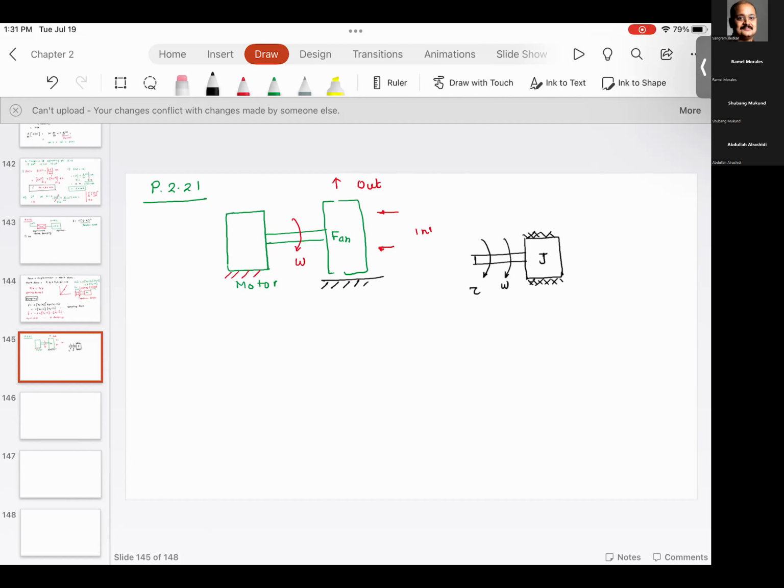Now the first and foremost thing is the system equation is given to us as J omega dot plus B omega plus D omega |omega| is equal to tau. Now this equation, first we have to derive. So this is the first part, derive this equation.